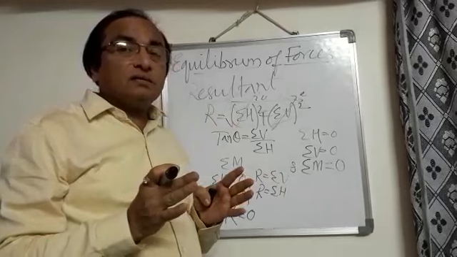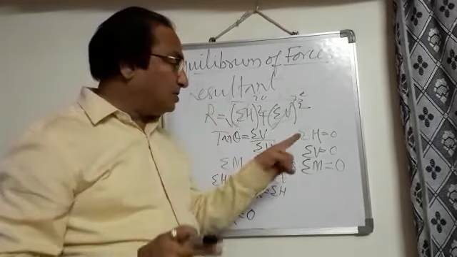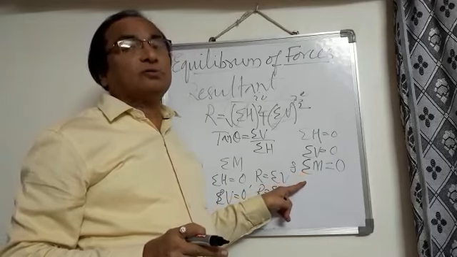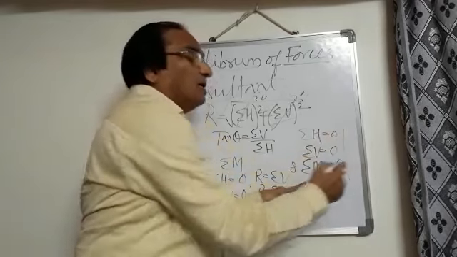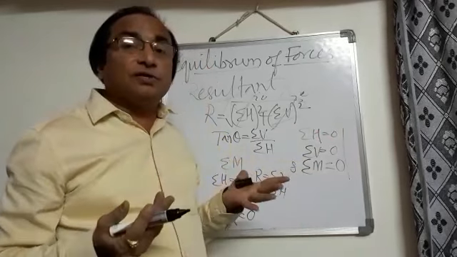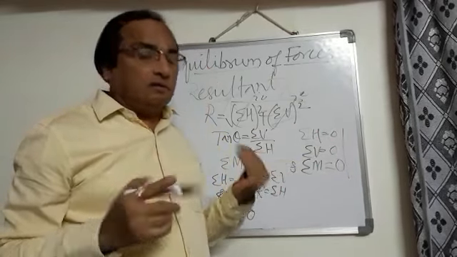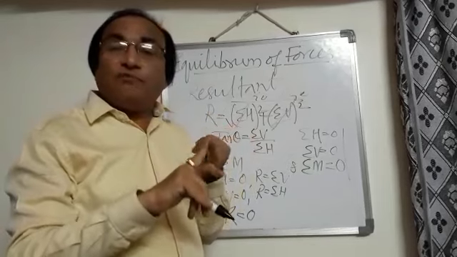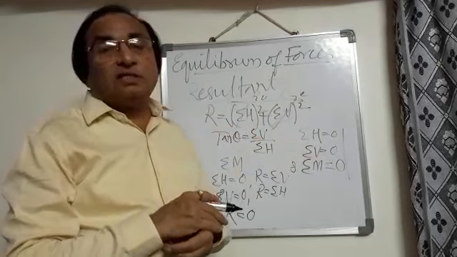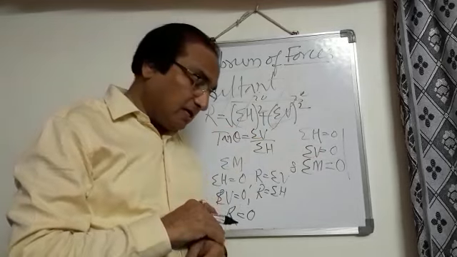Now when is the system in equilibrium? When sigma H is 0, sigma V is 0, and sigma M is also 0. We call these the conditions of equilibrium of forces. So what are the conditions of equilibrium of forces? Simple. Sigma H is 0, sigma V is 0, and sigma M is also 0. Then we say the system of forces are in equilibrium.